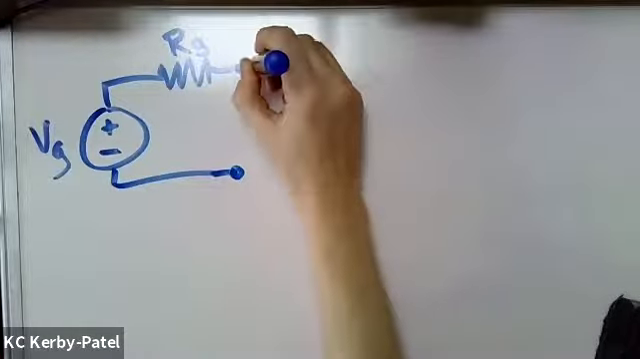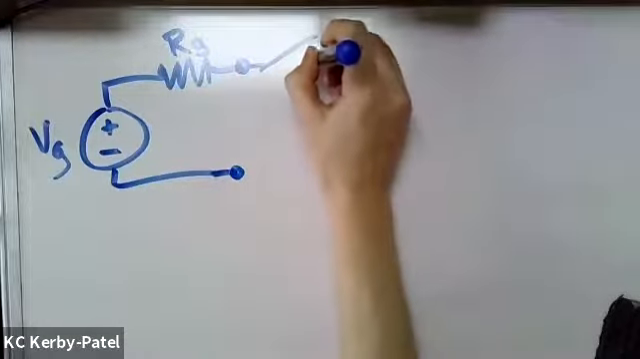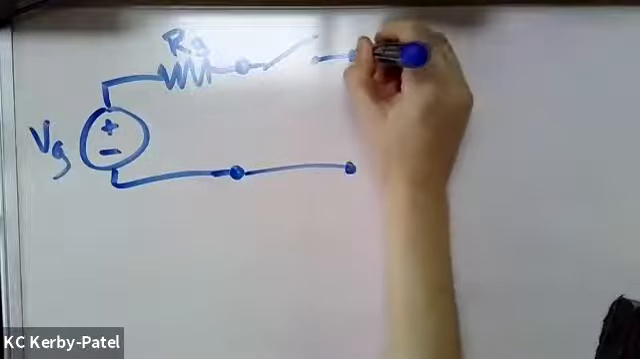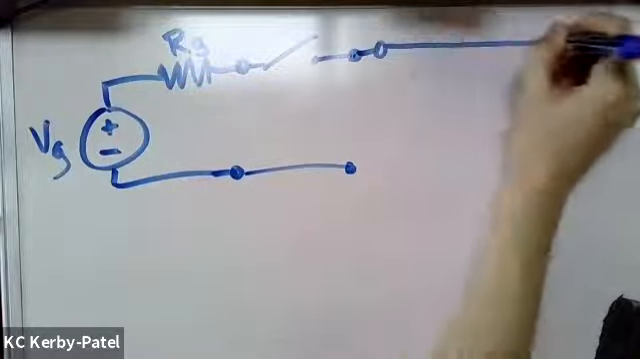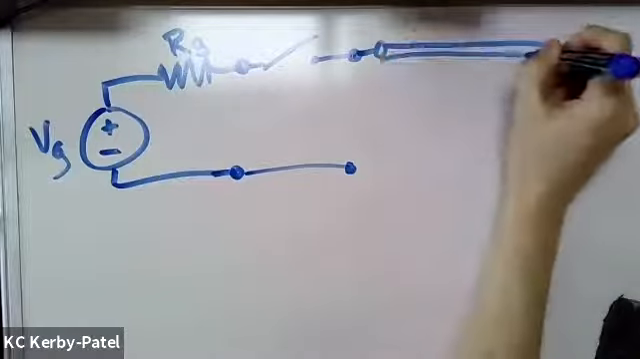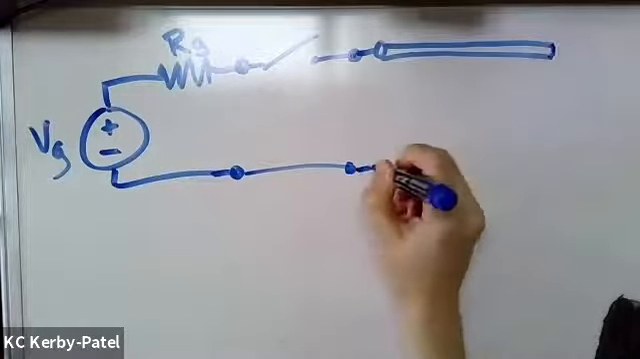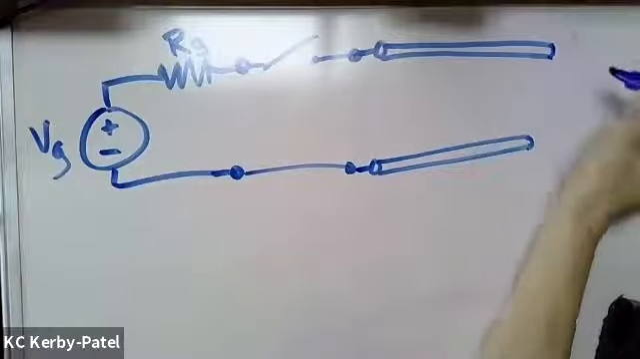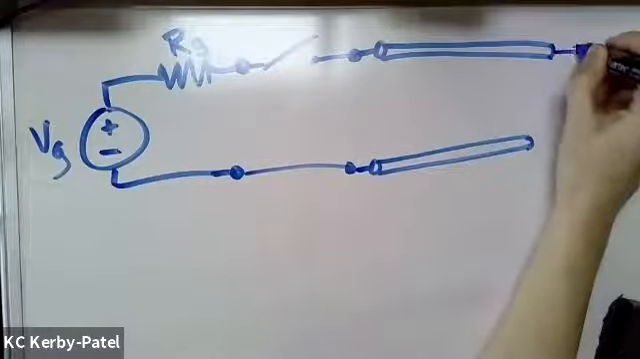And then let's say that there's a switch next. And a transmission line after that. We're going to draw it as two parallel wires, but this is general and it could be any kind of transmission line. And then there's a load at the end.